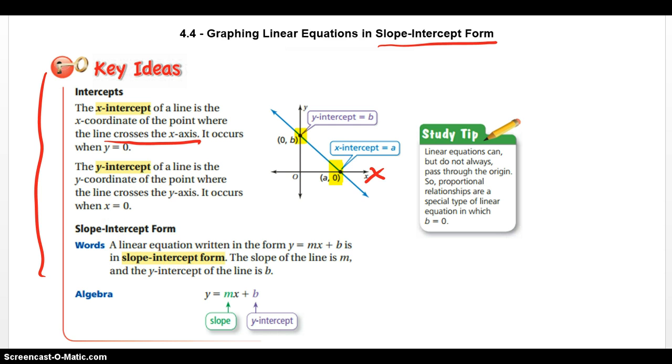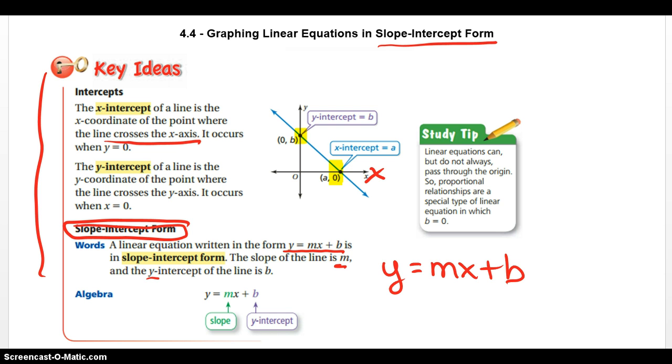Okay, then we also have a big important part right here, box this in, circle it, something: slope-intercept form. A linear equation written in the form y equals mx plus b is the slope-intercept form. The slope of the line is m, and the y-intercept of the line is b. So y equals mx plus b is slope and y-intercept. And tomorrow we're going to watch a video, and they're going to say, what does y equal? And you're going to know, you're going to fill it in, mx plus b.